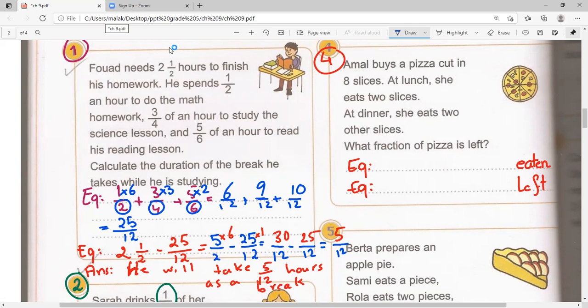Oh, you'll do it alone? Yes. Okay. Teacher, I can't do it. Yes, I'm waiting for you to do it alone. Teacher, when we finish, do it. Yes.